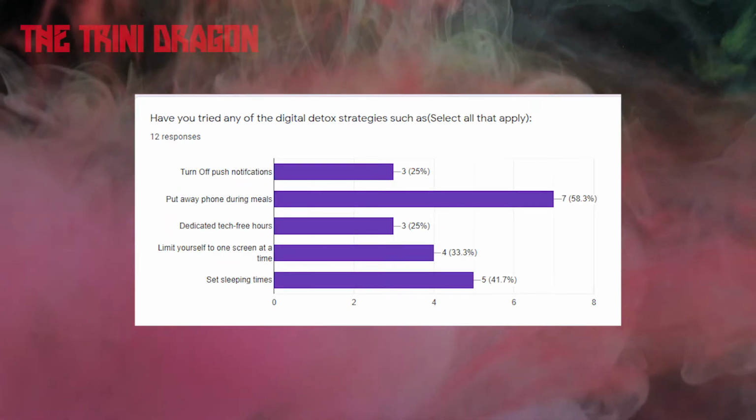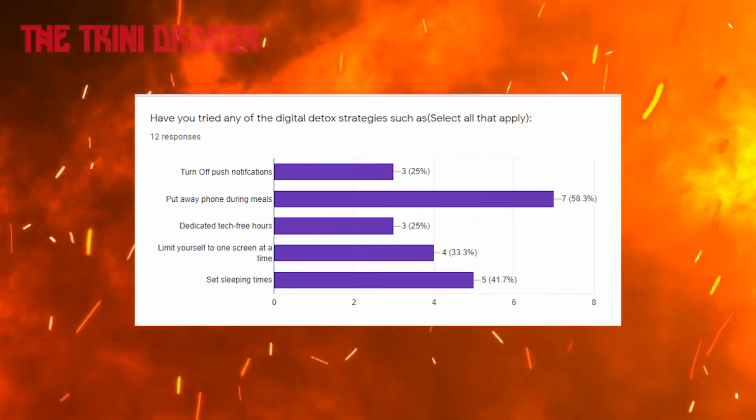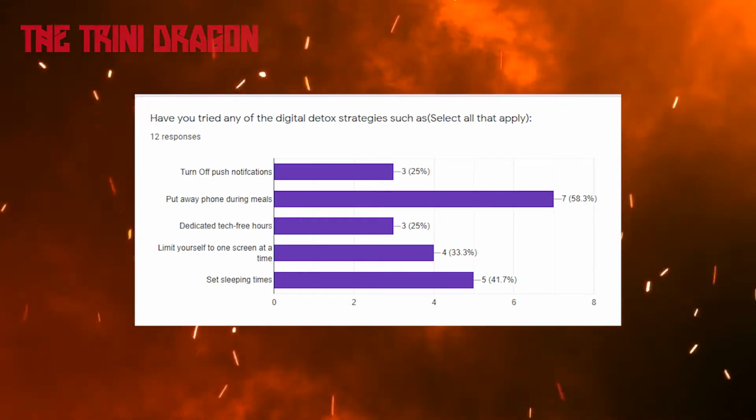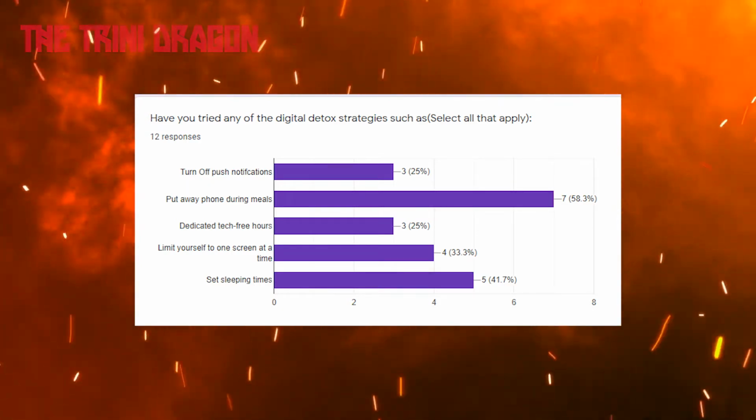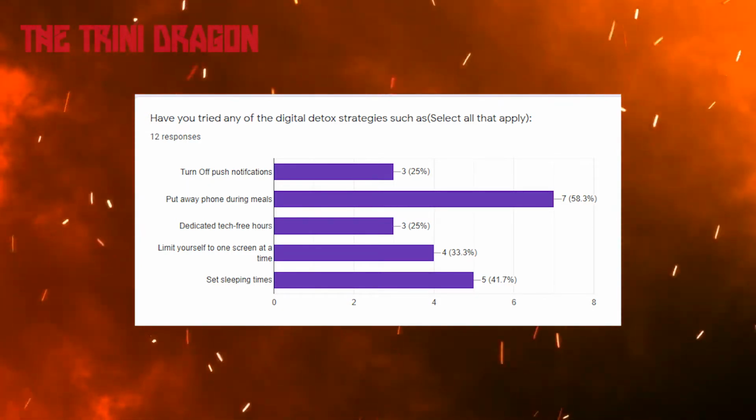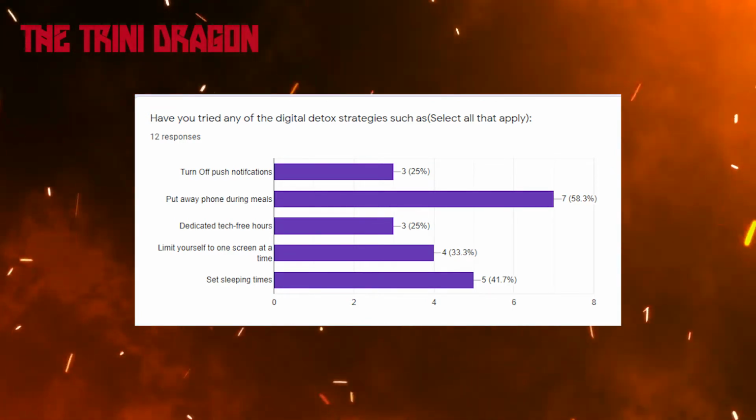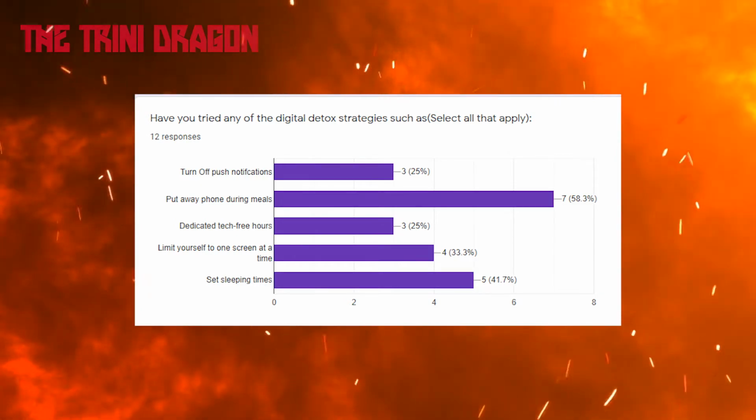For digital detox strategies, 3 students said that they turned off push notifications, 7 students put away their phones during meals, 3 students said they had dedicated tech-free hours, 4 students said they limit themselves to one screen at a time, and finally, 5 students said they have set sleeping times.